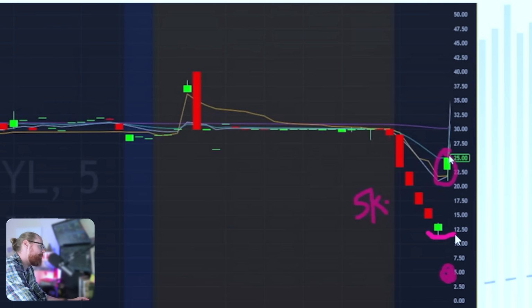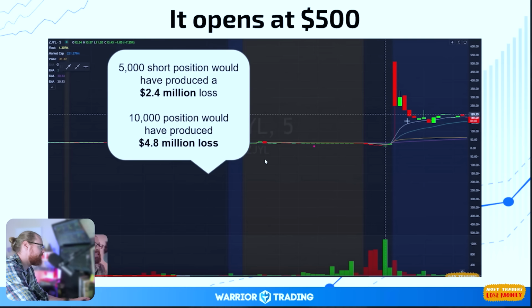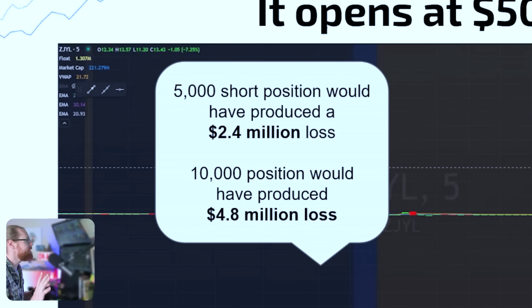And then all of a sudden the stock bounces up to $12.50 and opens at 25 and is halted up. A halt up occurs when there's more buyers than sellers. Well, what ended up happening on this stock was it resumed at $500 a share. This is unthinkable. Almost a glitch in the market. But in a stock market, there are no refunds. And if you took a 5,000 share position, you could have had an instant $2.4 million loss. 10,000 shares, $4.8 million loss.